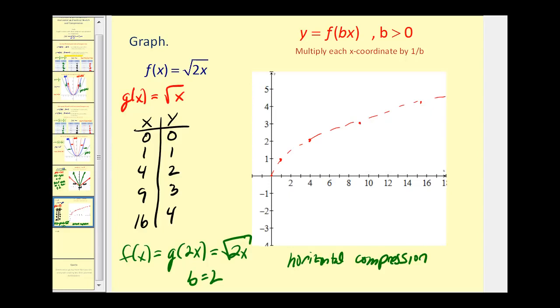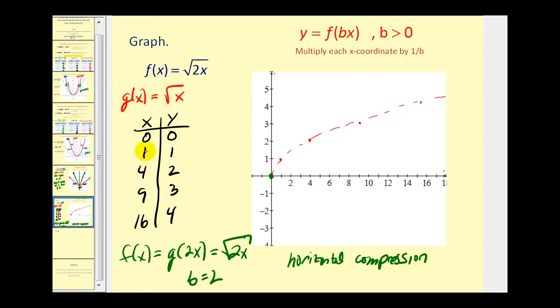So since b is equal to 2, we have a horizontal compression, which means to find points on the transformed function, we can just multiply the x-coordinate by 1 over b, or just divide by b. So if b is equal to 2, we'll just take each of these x-coordinates, divide them by 2, and keep the y-coordinates the same. So the origin would still be on the transformed function.